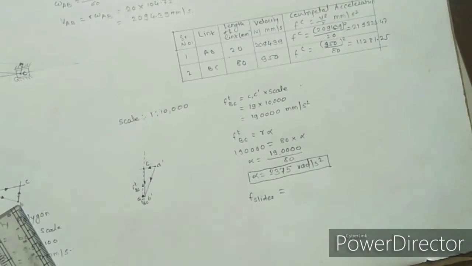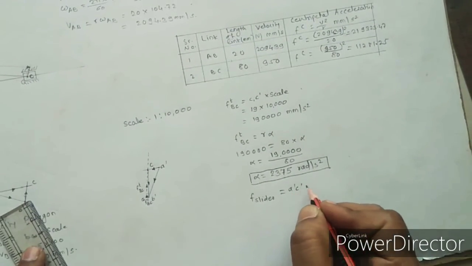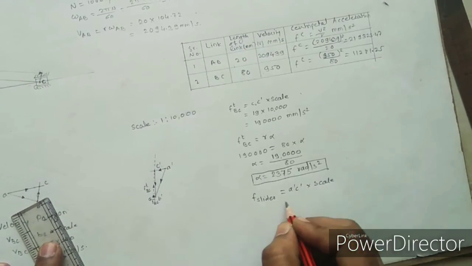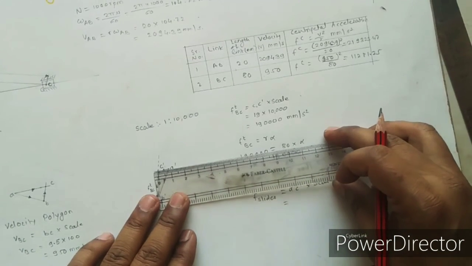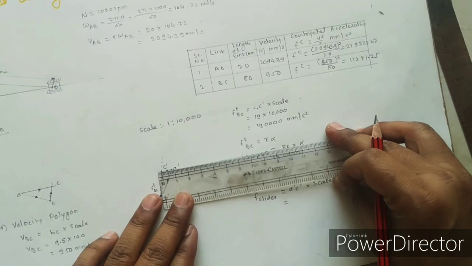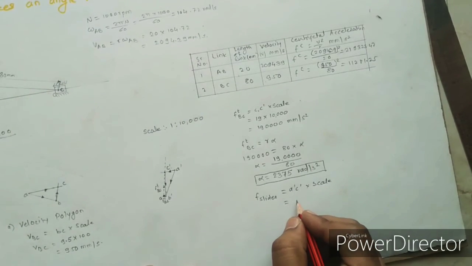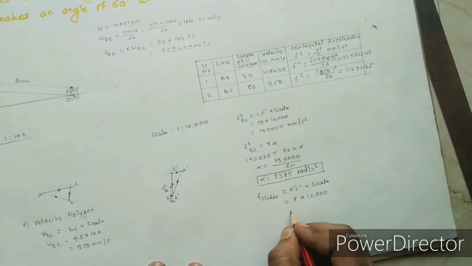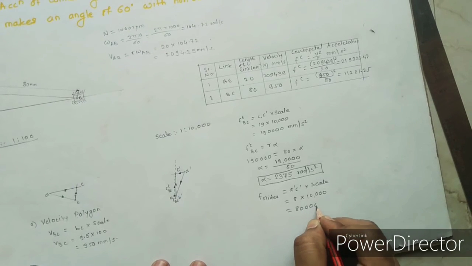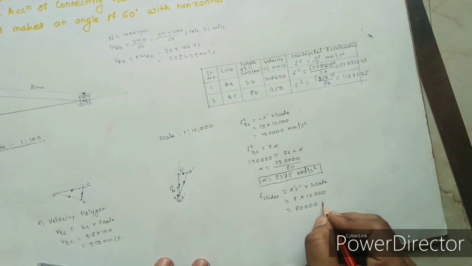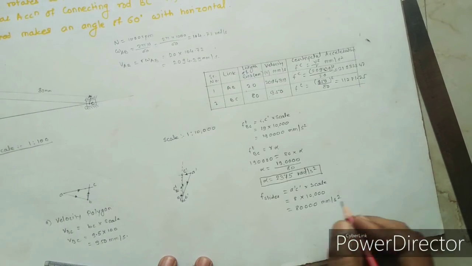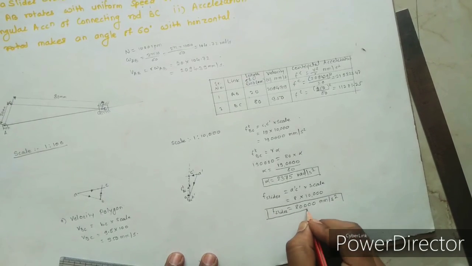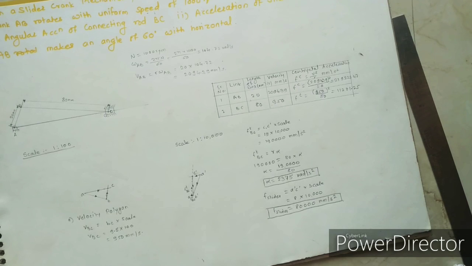Now acceleration of slider, A dash C dash into scale. A dash C dash is near about 8 mm. The 8 into scale 10,000 equal to 80,000 mm per second square. Here is the second answer. So here we have both the answers.